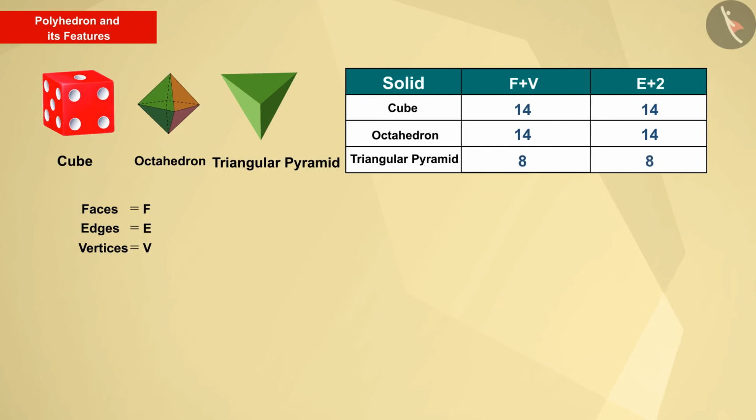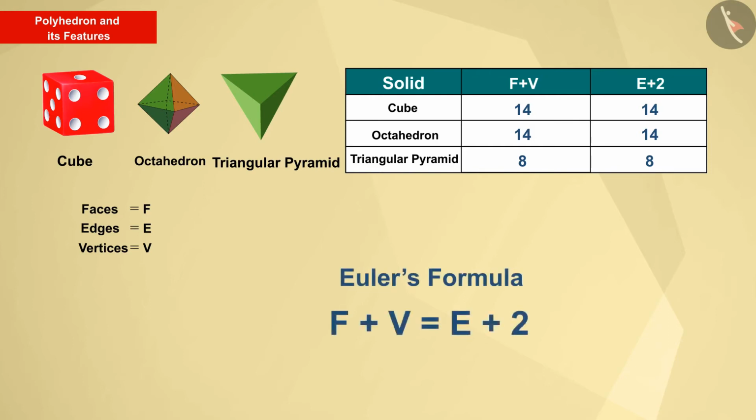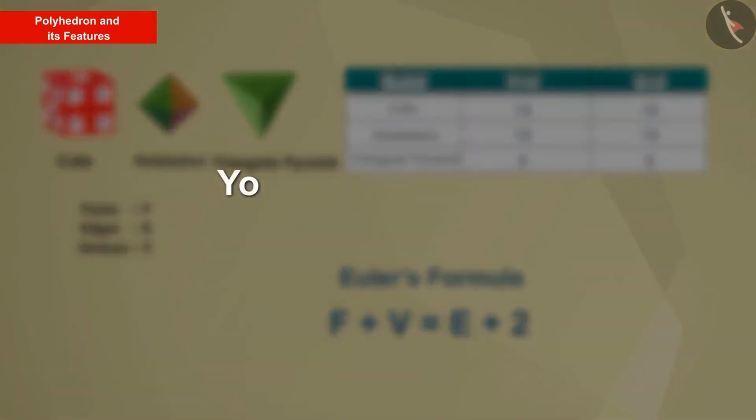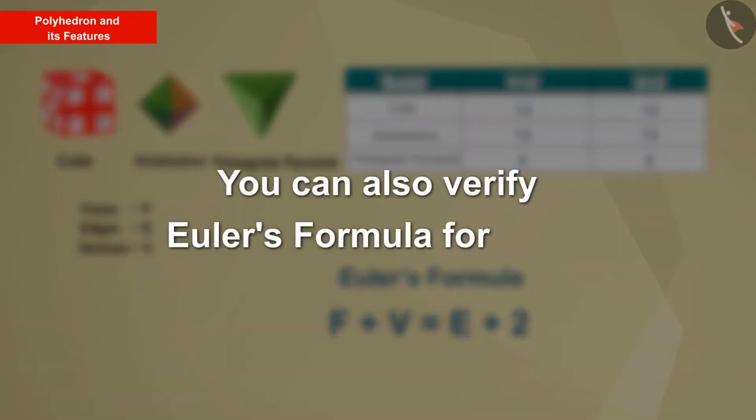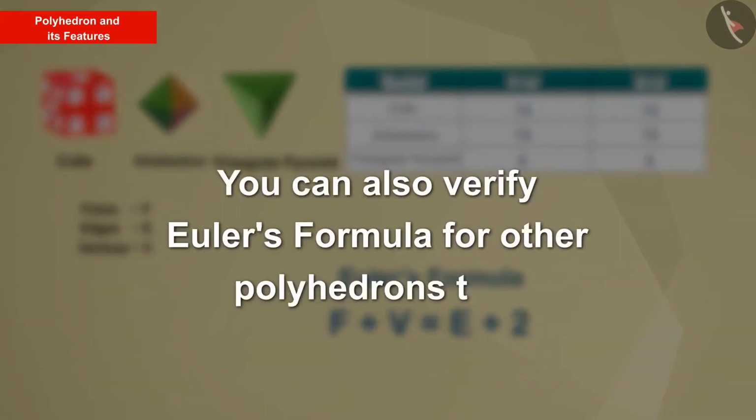Well done. Here the sum of F and V and the sum of E and 2 is equal. This is true for all polyhedrons, which we call the Euler's formula, which is valid for all polyhedrons. You can check the Euler's formula by trying for other polyhedrons yourself.